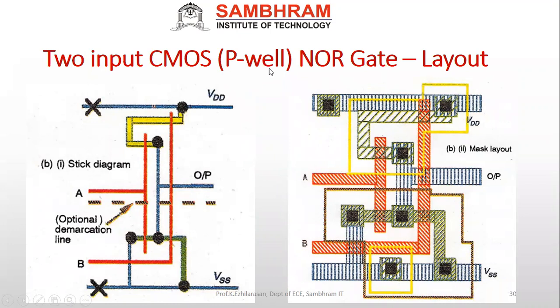This is a 2-input CMOS P-well NOR gate. See, coloring of stick diagram. Then the color layout of your NOR gate. This also we already studied the same way. Just replace each and every layer by geometric representation. So I insist everyone has to practice with the monochrome notation only.